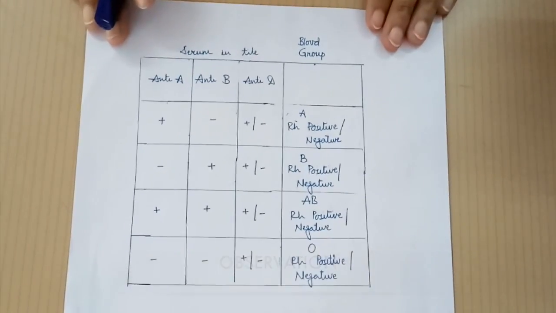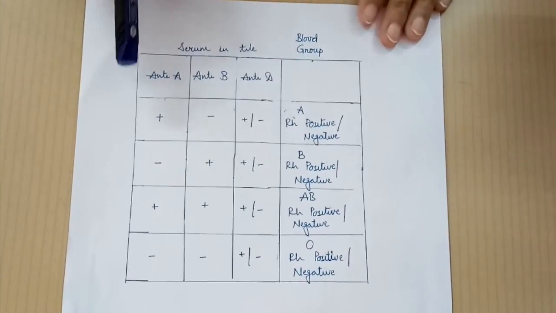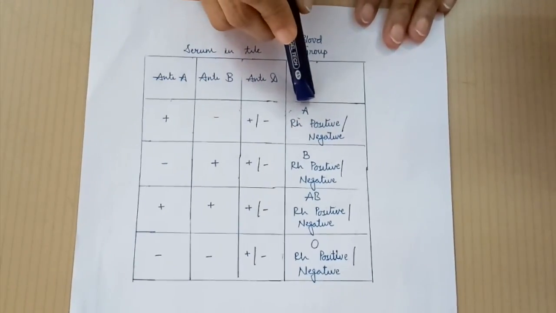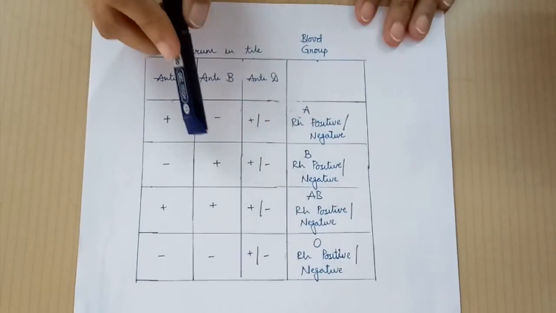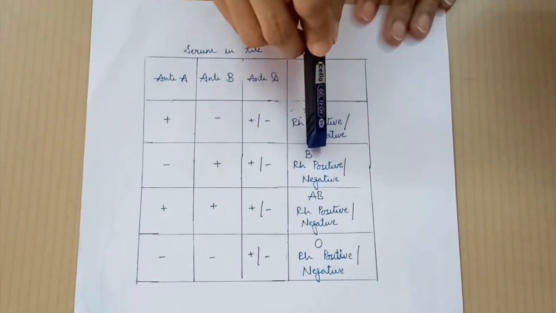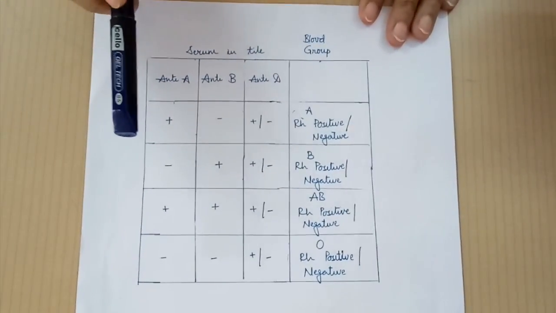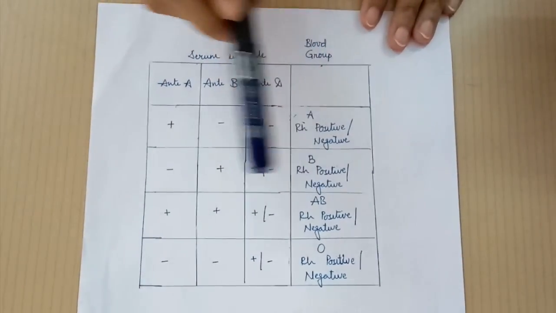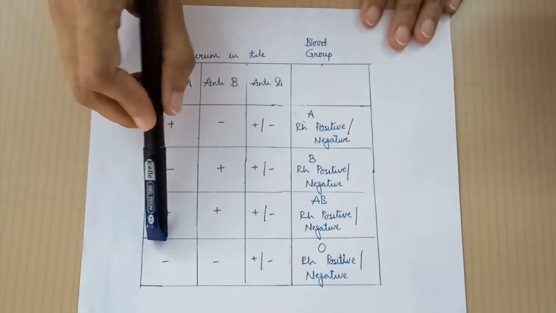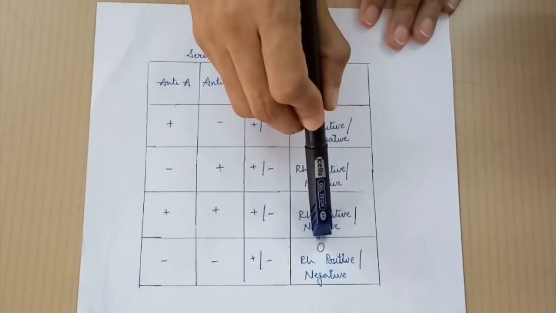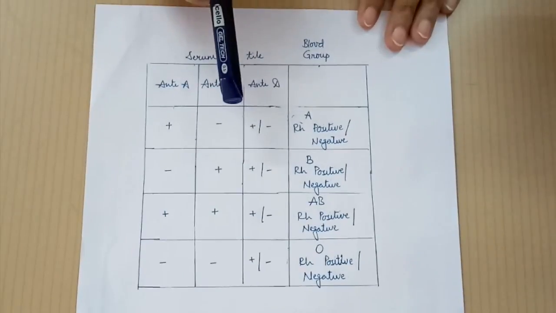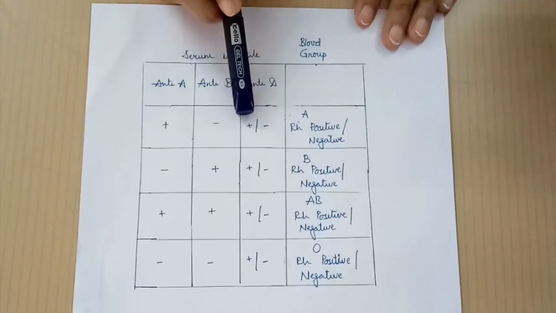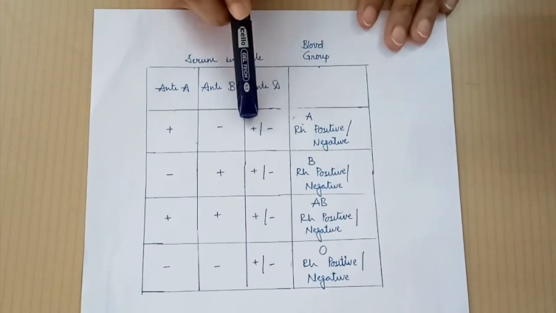Observation: if agglutination is found in the pit containing anti-A, the group is A. If it is in anti-B pit, the group is B. If agglutination is found in both, the group will be AB. If no agglutination is seen in either, it is O group. If agglutination is seen in the pit with anti-D, the person is RH positive, and if not seen, the person is RH negative.